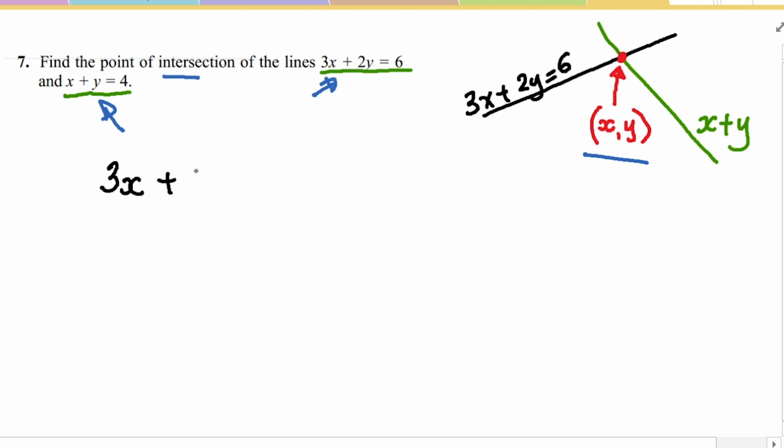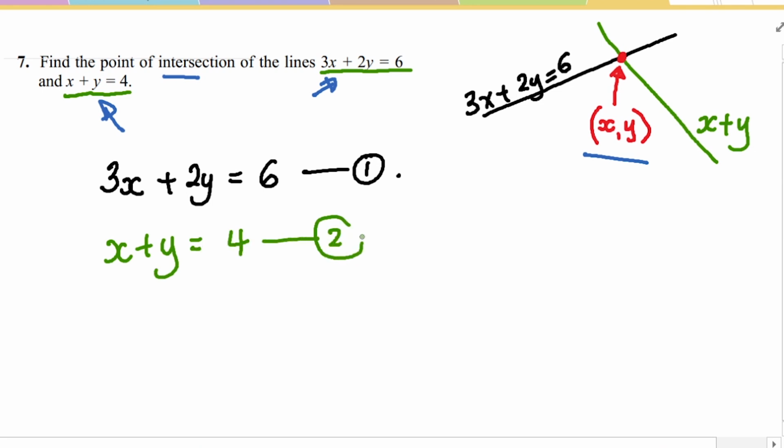So here we have 3x plus 2y is equal to 6. I'm going to use substitution method. This is my equation 1. So we have equation 2 here, which is x plus y is equal to 4. What I'm going to do is make x the subject of the formula in equation 2, and then substitute for the value of x in equation 1. So if x plus y is equal to 4, that means x is equal to 4 minus y. So I have made x the subject of the formula.